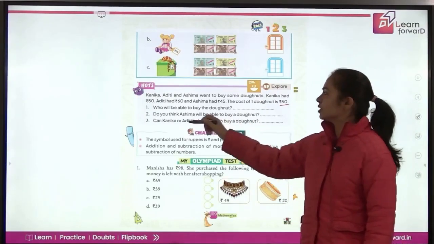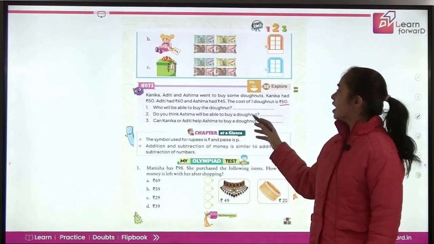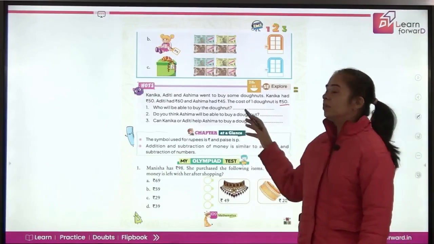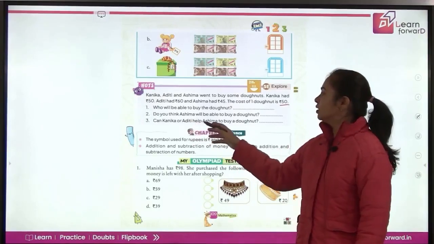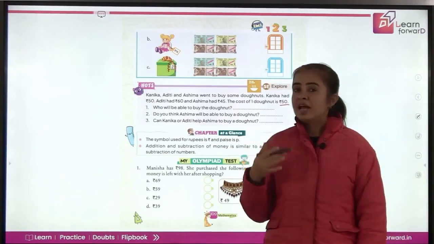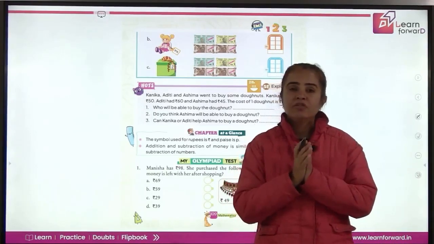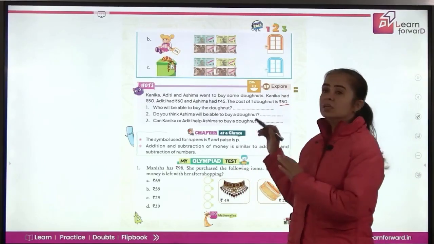Do you think Ashima will be able to buy a donut? Ashima cannot buy the donut. Why? Because she has less money than 50. Can Kanika or Aditi help Ashima to buy a donut? When can they help? They have to buy for their own. If there is some money left with them, then they can help the third girl.